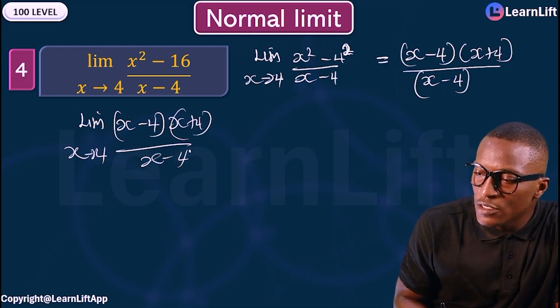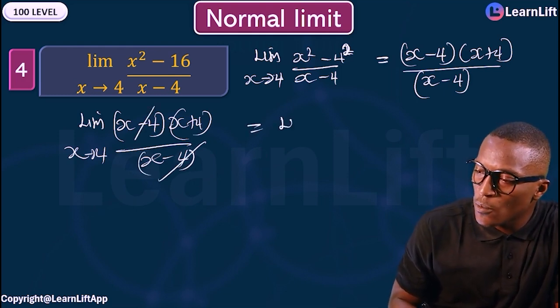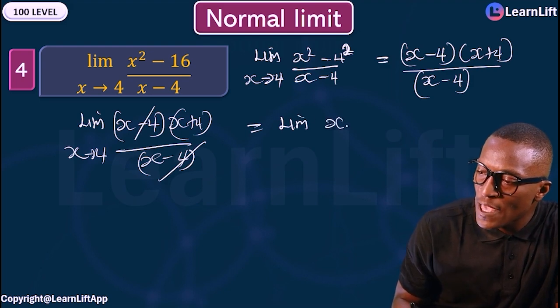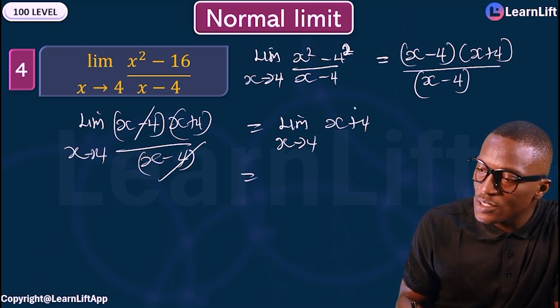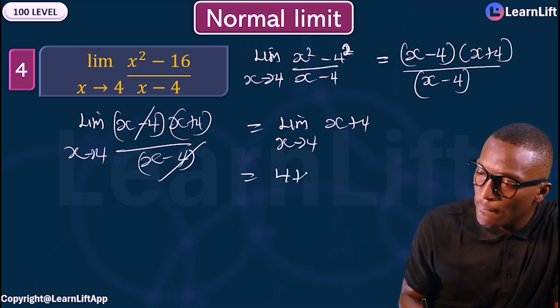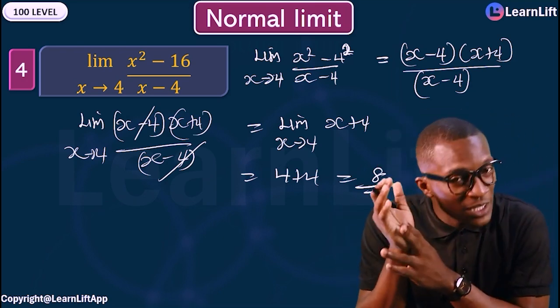From here now, if I decide to bracket it, this will cancel this. Although I have this now become the limit of x plus 4 as x approaches 4. Now substitute. Anywhere you see x, put 4. This becomes 4 plus 4. What's 4 plus 4? 8. Did you understand what we did?